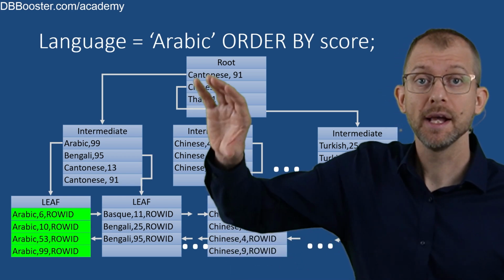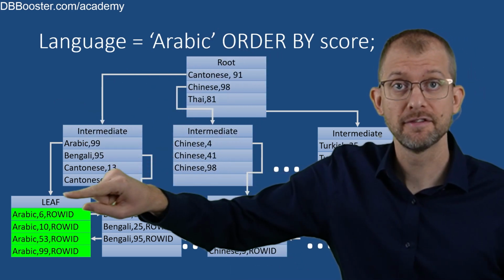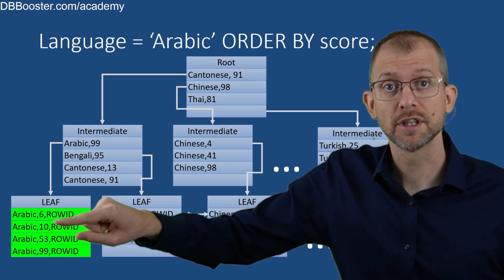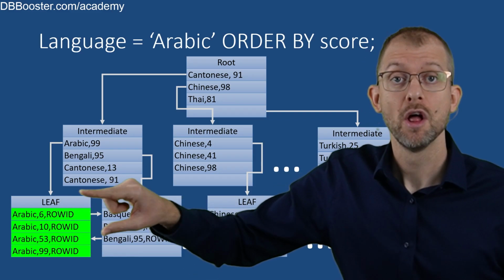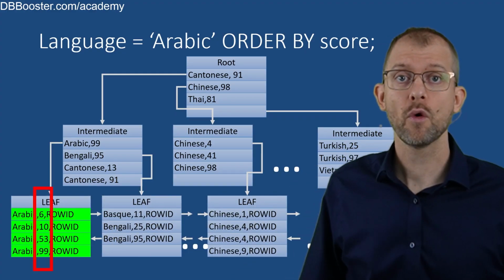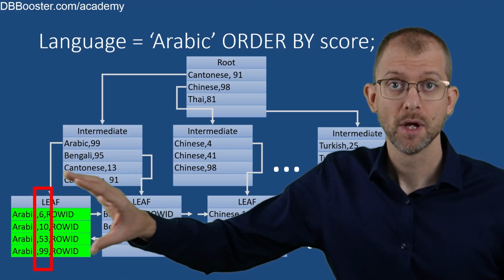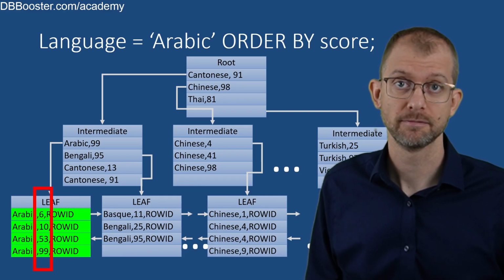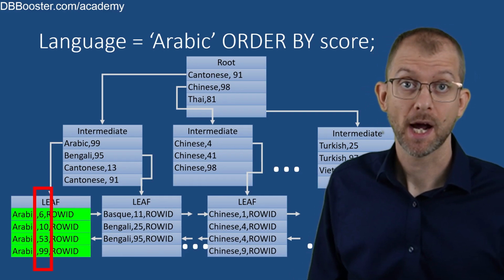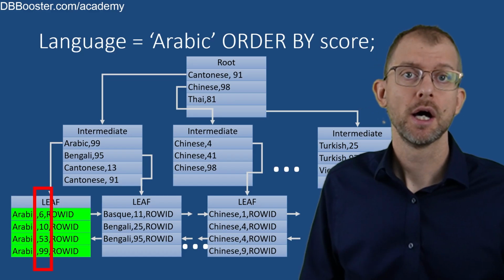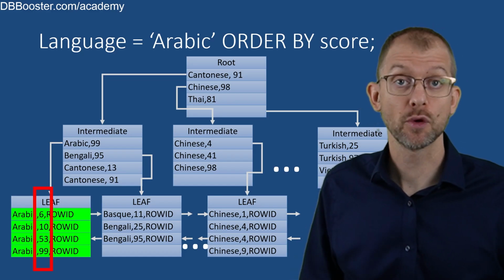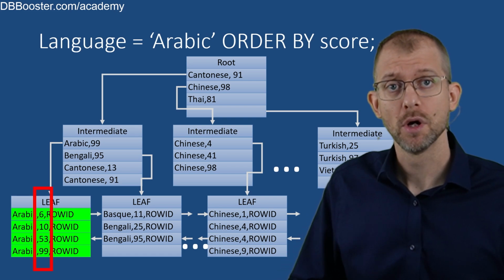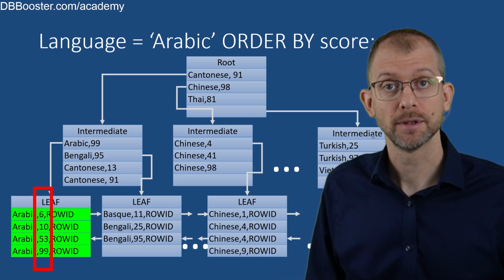First, I descend the tree and find the first matching row. Then I scan forward through the rest of the Arabic rows. Those rows are already ordered by score, because score is the second column of the index. By the way, I'll cover condition types, equality, non-equality, and sorting in the next episode. This is a quick overview of where a range scan can help.